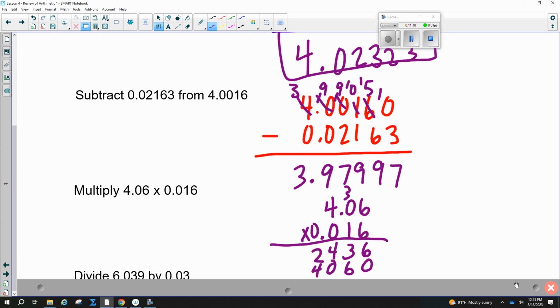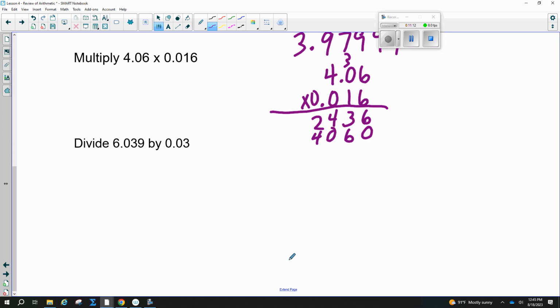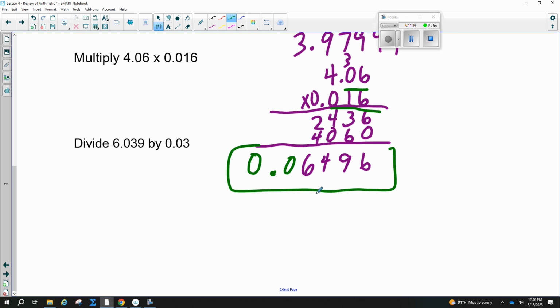And I don't have to do the 0, by the way, because it would just all be 0 anyways. It wouldn't matter when you added. So I get a 6, a 9, a 4, and a 6. And then how many decimal places do I need to move it over? Yes. Count up the total number of spaces you see there. 5. So start here. 1, 2, 3, 4, 5. Everybody good?